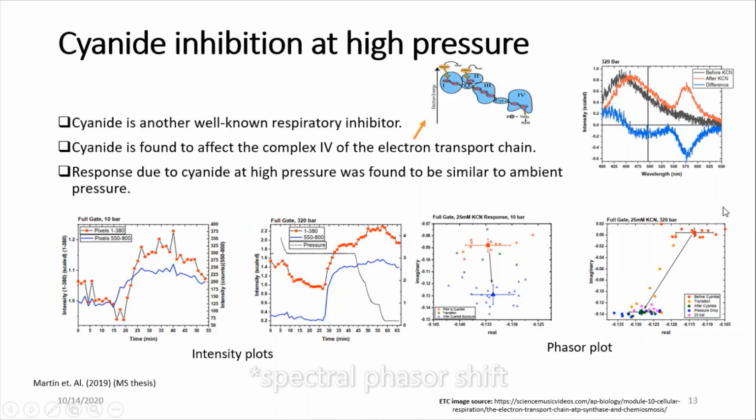If we look at the spectral shift at ambient pressure and high pressure, they are towards the same direction. That is strong evidence that the response due to cyanide at a high pressure of 320 bar and at ambient pressure is similar. So what we can say is that cellular respiration was still occurring at 320 atmospheric pressure.